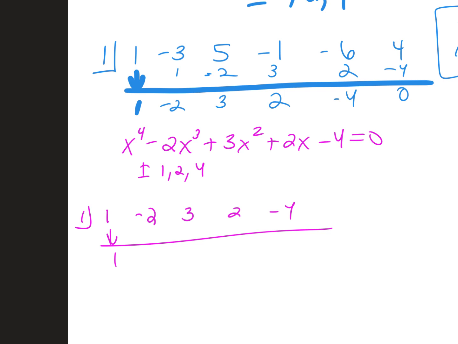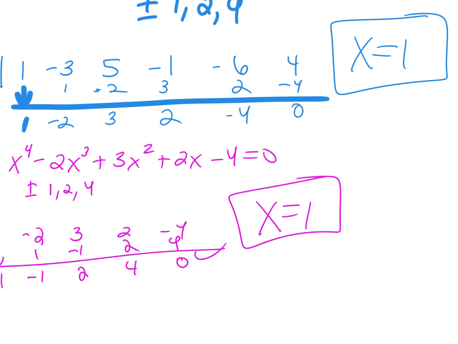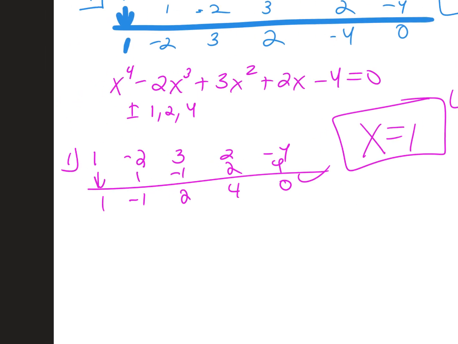1 times 1 is 1. Negative 2 and 1 is negative 1. Negative 1 and 1 is negative 1. 3 minus 1 is 2. 2 times 1 is 2. 2 plus 2 is 4. 4 times 1 is 4. And this gives us 0. All right, we lucked out again. What does this tell me? X equals 1, I have as a factor again. Just because you had it one time does not mean you won't have it again, guys. That just means you have that same answer twice. It's multiplicity. And then what we have left over here is x what? Cubed, good. It's always one less than what you started with. Minus x squared plus 2x plus 4 equals 0.